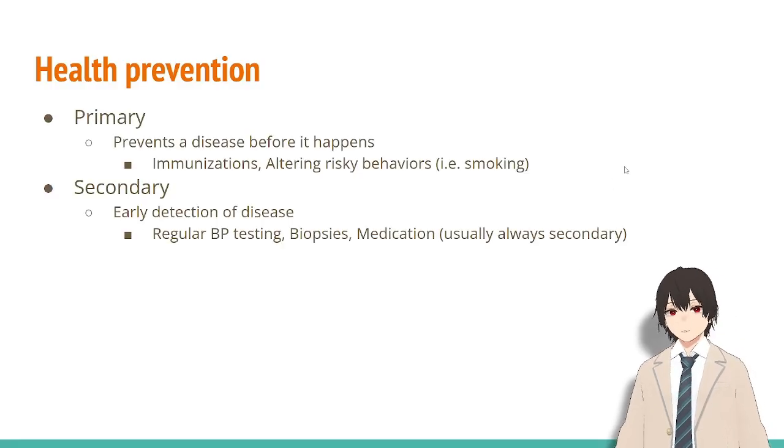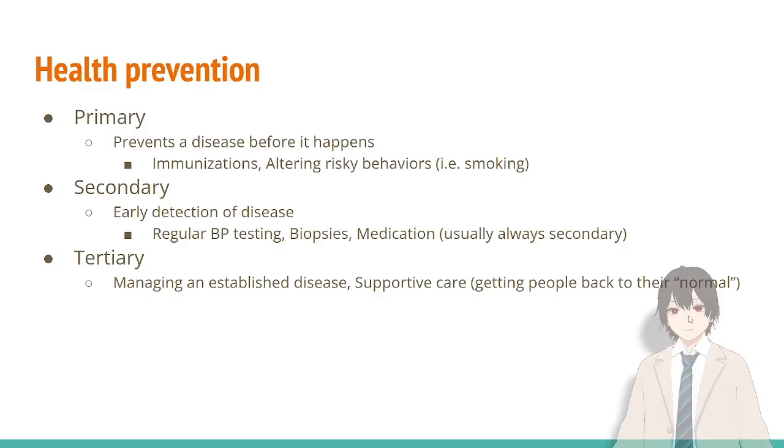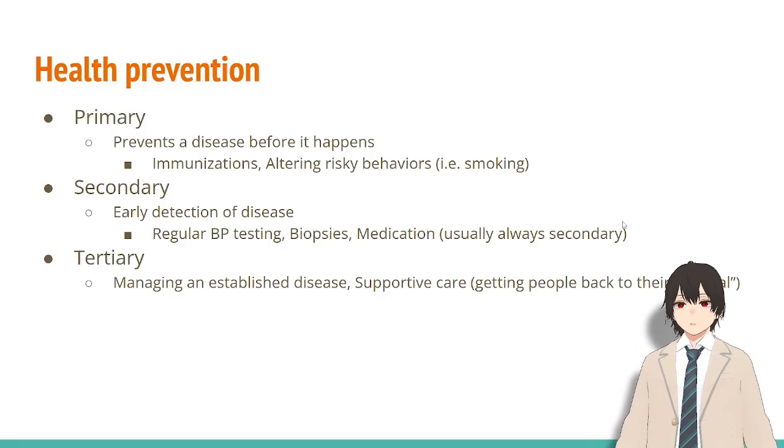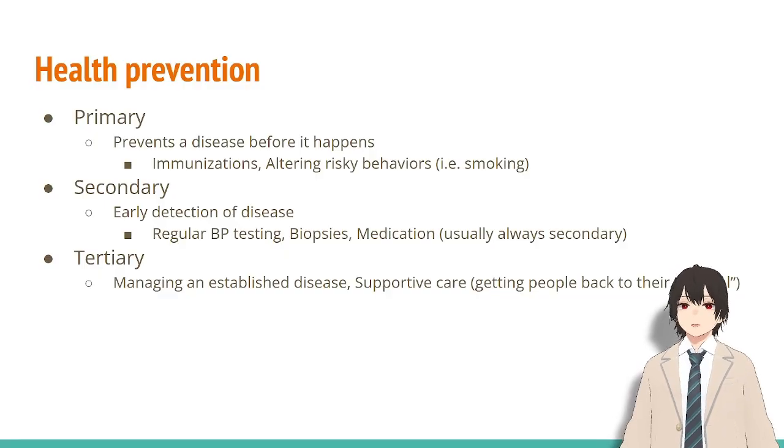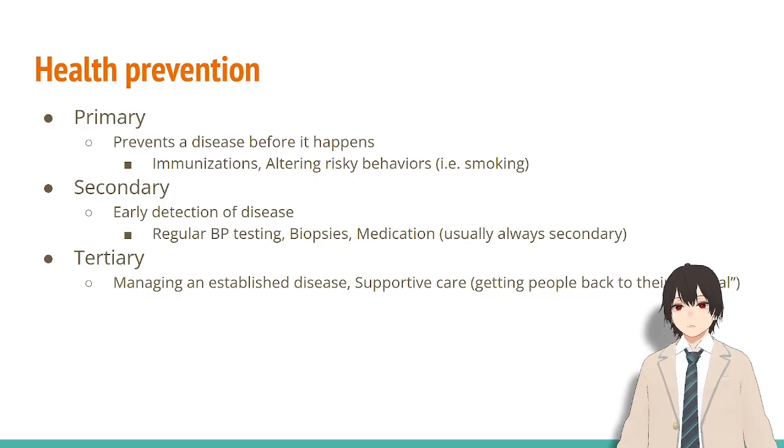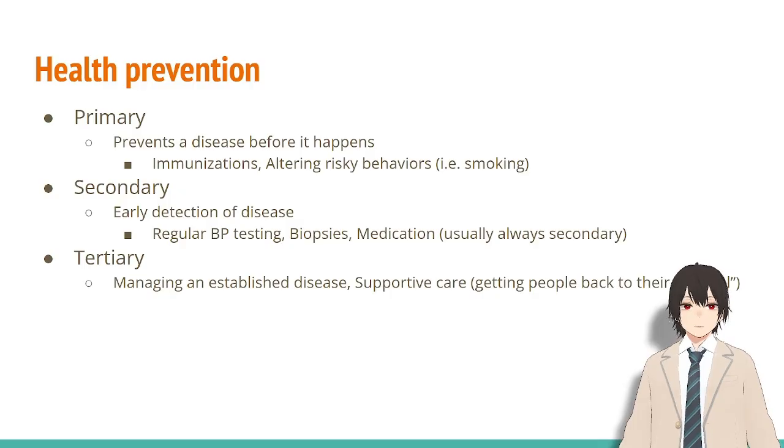Now this is a bit more testable, I would say. It's talking about health prevention, right? And there are three tiers, as you can see on the screen. Primary, I like to think of as preventative. P for preventative, right? Secondary, I think of screening. S for screening, right? You want to screen early for things like blood pressures, cancer screenings, colon cancer screenings, breast cancer screenings, things like that.